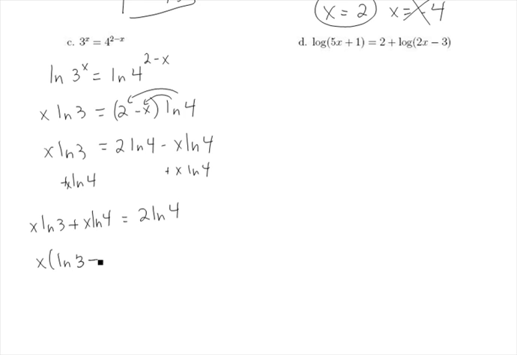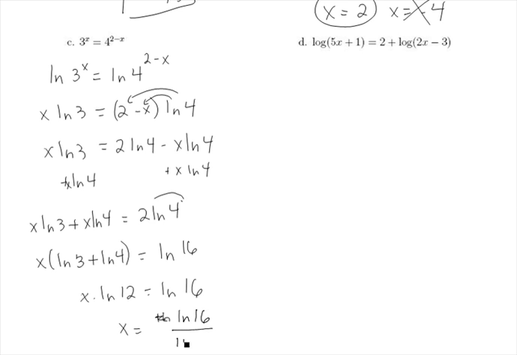And maybe just for fun, let's write the right-hand side, bring this 2 inside, so this is natural log of 4 squared, or 16. Here, these two terms can be combined to be x times the natural log of 3 times 4, so 12. And finally, in the last step, we can divide both sides by the natural log of 12. So we get x equals natural log of 16 divided by the natural log of 12.